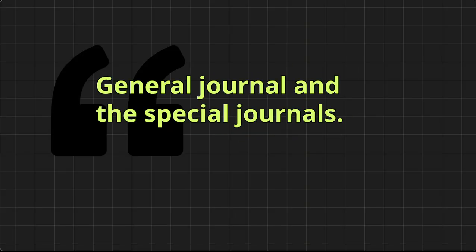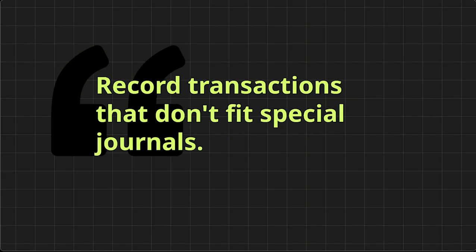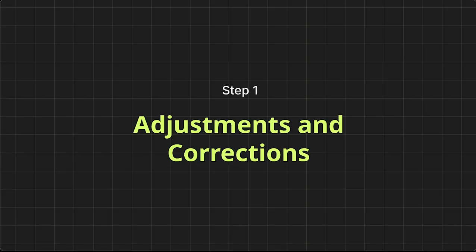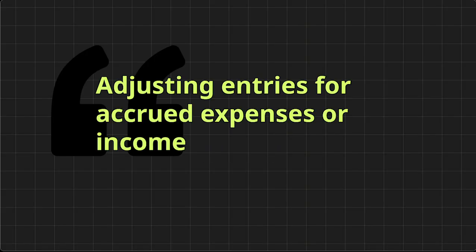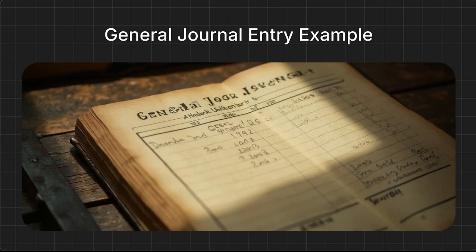In accounting systems, there are two main types of journals: the general journal and the special journals. A. General journal. A general journal is used to record all types of transactions that do not fit into any special journal. It is often used for adjustments, corrections, and infrequent transactions. Examples of transactions recorded in the general journal include: depreciation of fixed assets, adjusting entries for accrued expenses or income, correction of recording errors.